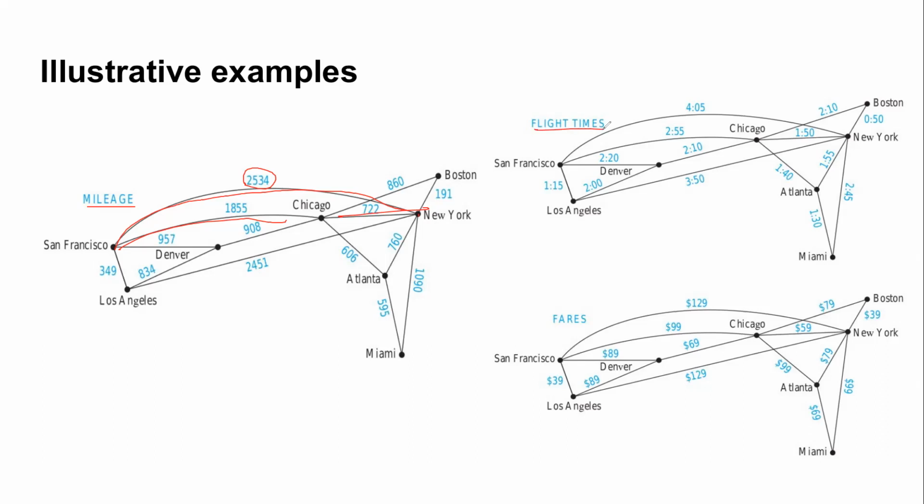Similarly, if you look at the flight network, this tells you the flight time. If you take a direct flight from, say, San Francisco to New York, it takes 4 hours 5 minutes. But if you agree to take it via Chicago, then it takes a different amount of time. So if we try to find the shortest path on this graph between two nodes, that will give us the minimum flight time. Similarly, you can see the same network.